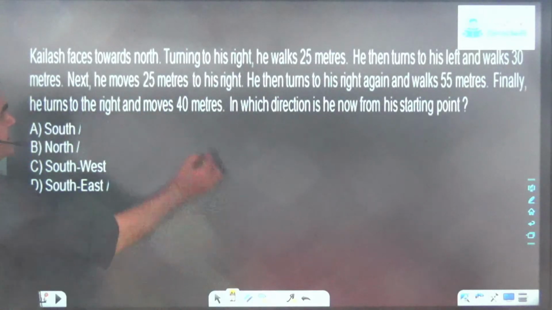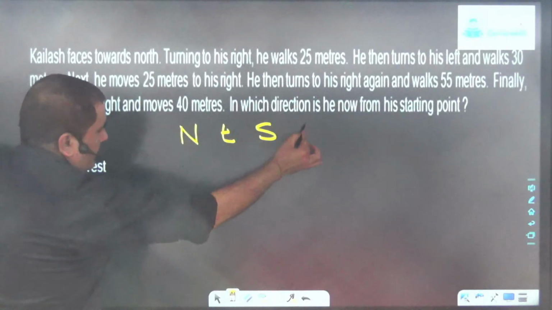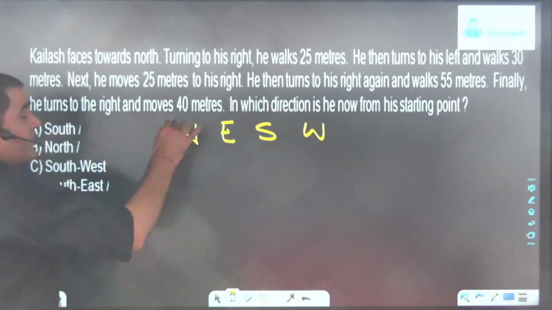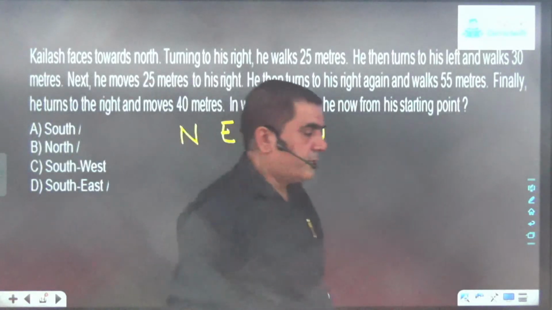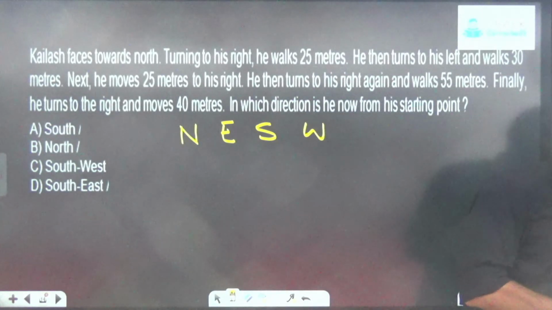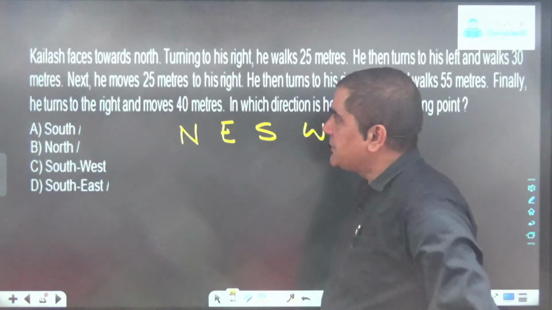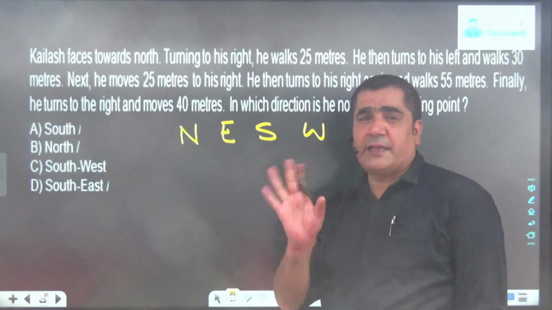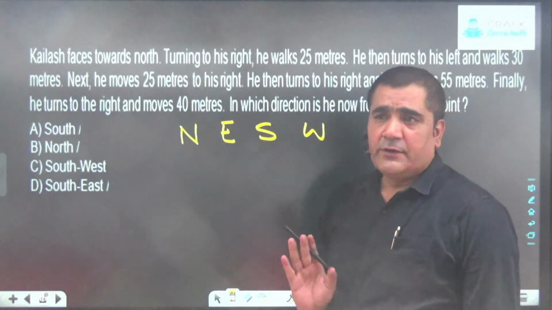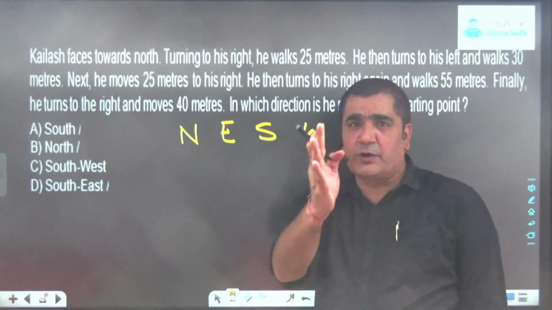You are saying Kailash faces towards north. Okay, Kailash faces towards north. See, our job is to find out in which direction the person has started moving. My first job is to find out in which direction the person has started moving. Now here they are saying Kailash faces towards north. Facing towards north never means he is moving towards north. Facing towards north simply indicates that his face is towards north. Never means he is moving towards north.